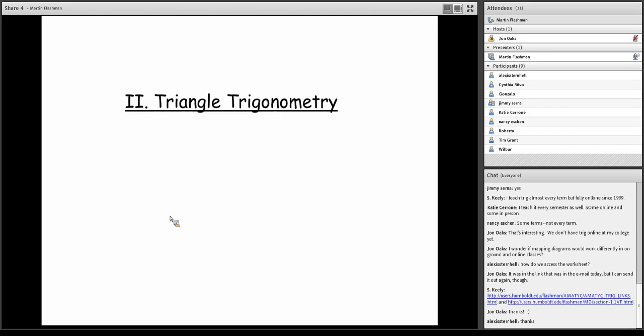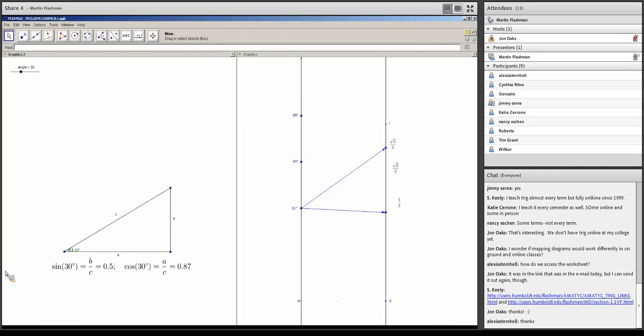So here's a look at the triangle trigonometry. And I want to look at this with a GeoGebra file. This is Triangle Trig Site. This is one of the ones you can download. It's also available on the web through the HTML file that I gave you.